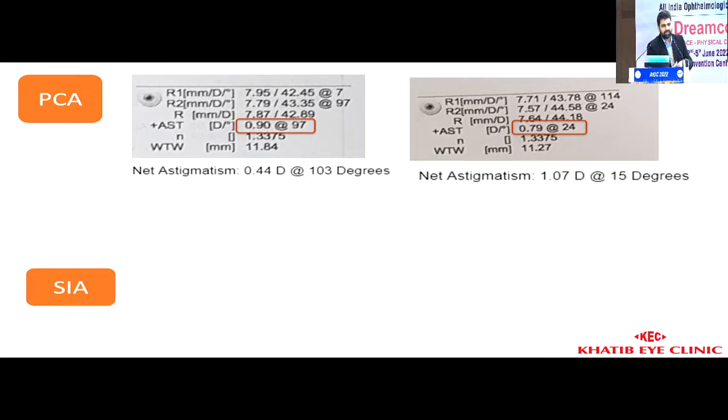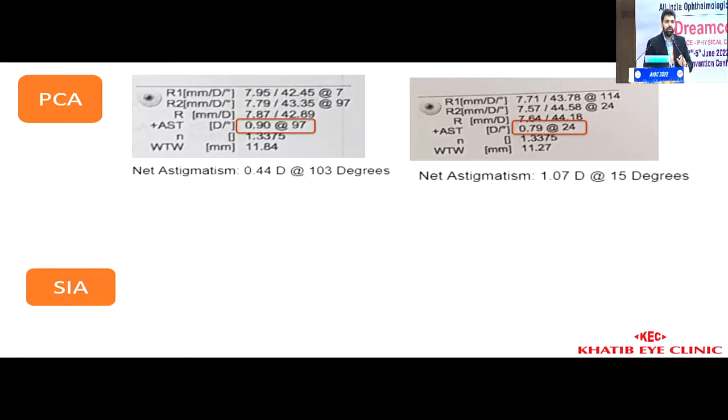These are two photographs taken from the Lenstar readings. The one on the left shows an astigmatism of 0.9 at 97, and the one on the right shows again a Lenstar reading showing 0.79 at 24. When you see the astigmatism reading with no minus sign, you're talking about the steep meridian. So in the first photo, 0.9 at 97 is the steep meridian, and this is a with-the-rule astigmatism because it is steeper vertically. The second one is 0.79 at 24, which is steep horizontally, so it's an against-the-rule astigmatism.